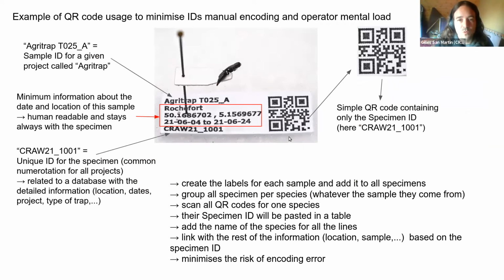This is another example using a QR code. So you have an insect and a label, and the idea here is just that when you scan the QR code, it will copy the unique ID of this specimen, and you can then scan a lot of labels, and it will paste them in a table. So, for example, here what we did is group all the individuals from the same species, scan all the labels, and then you have that in a column in a spreadsheet, and you just have to add the species name. In that case, you reduce the risk of error because the operator doesn't have to choose the ID, or encode it manually.